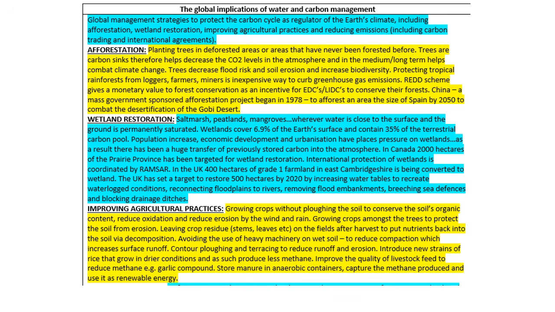Improving agricultural practices includes not ploughing, so you don't turn over the soil and lead to oxidation, putting the crop residue back onto the fields, the leaves and stems, to encourage decomposition, using new varieties of rice that will produce fewer emissions, and looking at your feed for your livestock, so to try to reduce the amount of methane they produce, putting garlic into their feed. However, that leads to garlic flavoured milk, which hasn't gone down well. Storing their manure in anaerobic containers, capturing the methane from that, and then using it as renewable energy.